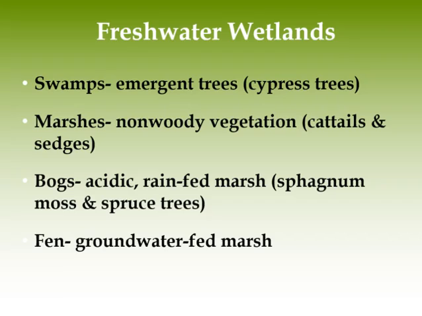There are 4 types of freshwater wetlands: swamps, which have emergent trees like cypress swamps; marshes, which have vegetation like sedges, which are very thick, tall, grassy kind of substance. They're a little tougher than a normal grass; and cattails. Bogs, which occur due to rain and are acidic. Bogs often are associated with moss and are often called peat bogs. Lastly, there are fens. Fens are groundwater-fed marshes.